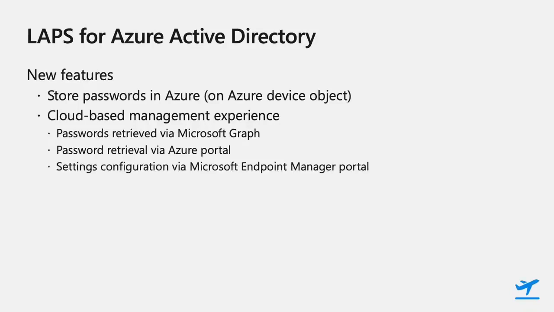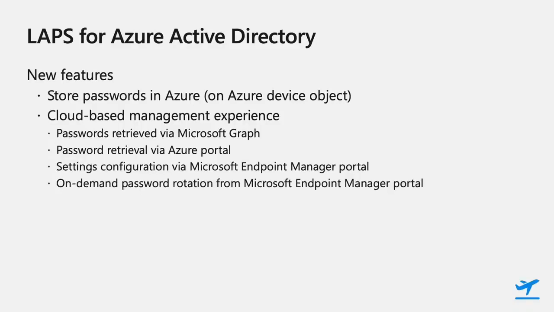As I mentioned, you'll be able to manage all of the LAPS policy settings via the Microsoft Endpoint Manager portal as well. And one of my personal favorites, this is really cool, if you're managing a device's LAPS settings from the cloud, you will have the ability to do an on-demand password rotation on a device from the MEM portal. All of this does also work for hybrid devices. So if you have devices that are joined to both Azure Active Directory and on-premise Active Directory, this scenario will work. You can configure those hybrid devices to back up their passwords to Azure. That will work just fine.